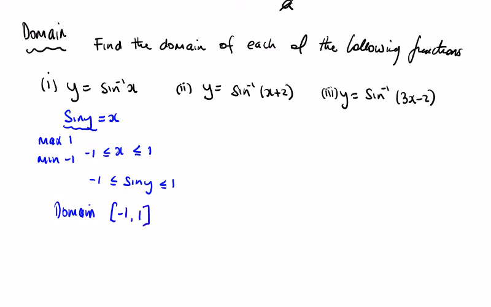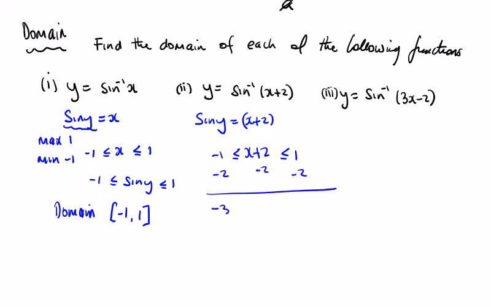We look at the second one here, we can say the sine of y is equal to x plus 2. So again, we're going to have this as our x plus 2 in the middle. The max and min value of this is from minus 1 to 1, and we just take 2 away from each of them here. And we're going to get minus 3 less than or equal to x less than or equal to minus 1. So the domain here is from minus 3 to minus 1.